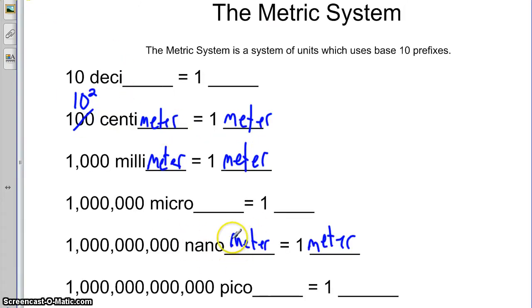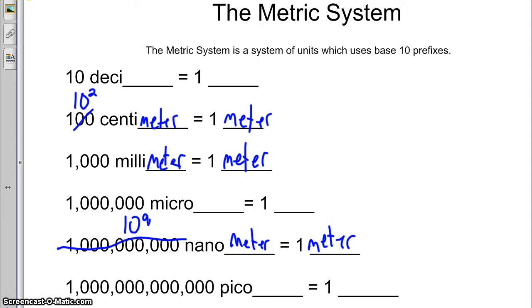So here's nano, and it says that this is a billion, right? Yeah, 100,000s, millions. This is billion. A billion nanometers is 1 meter. I don't want to write a billion, that takes too long. This is 10 to the 9th. So 10 to the 9th nanometers is 1 meter.